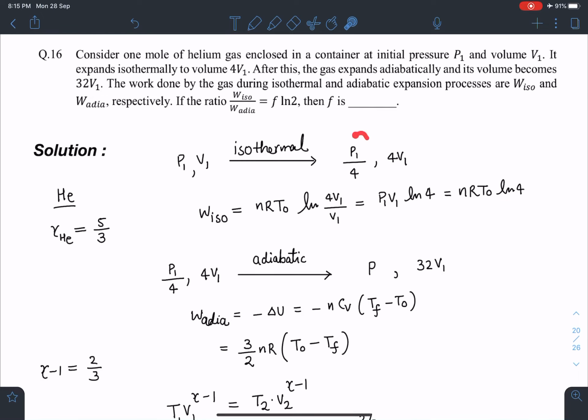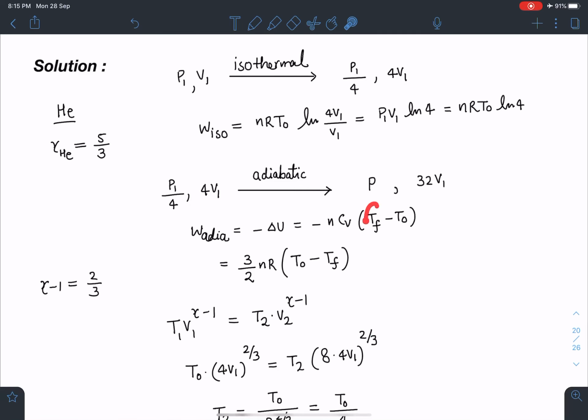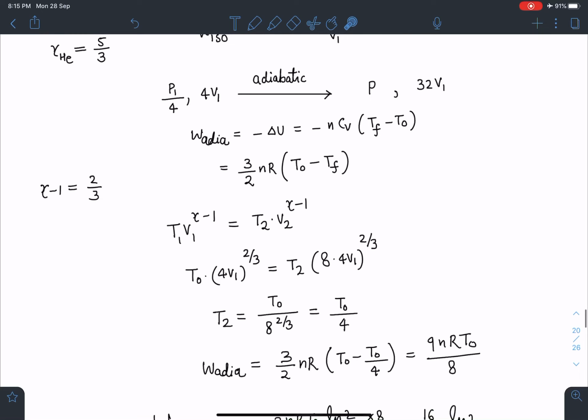Now this P1 by 4 at 4V1, we are changing adiabatically to a new pressure, and I'm making its volume 32V1. It's helium, a monatomic gas, so gamma is 5 by 3 here. So W adiabatic I can simply write as minus delta U, or minus n Cv (T final minus T initial). If I get T final, I'll get the answer for W adiabatic. So I use the adiabatic process equation, T V to the power gamma minus 1. When I substitute these values and simplify, I get T2 equal to T by 4.